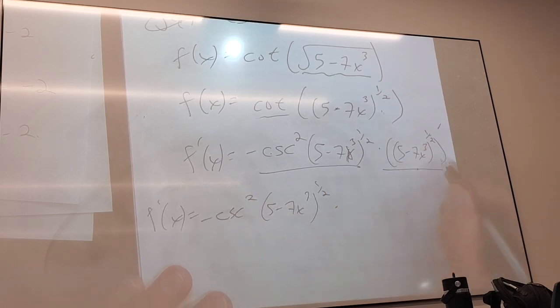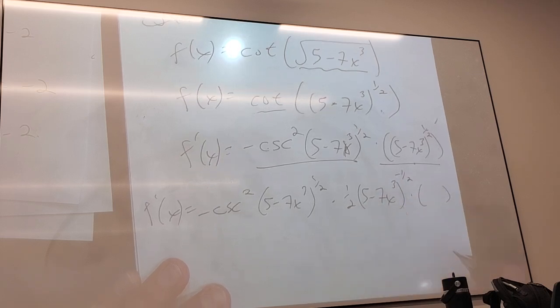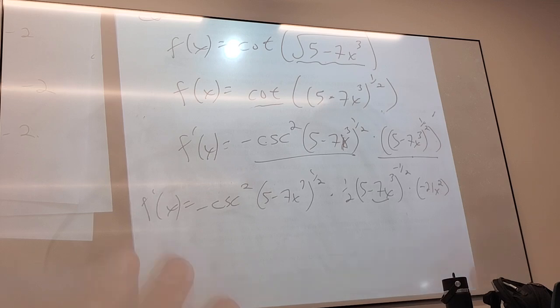How do I take the derivative of this? 1/2 out front. 5 minus 7x cubed to the negative 1/2. And this one you can just do, right? What's the derivative of the inside? Negative 21x squared. So I know I'm done with chain rule because for this piece, what's the inside function? x. So I know I'm done.